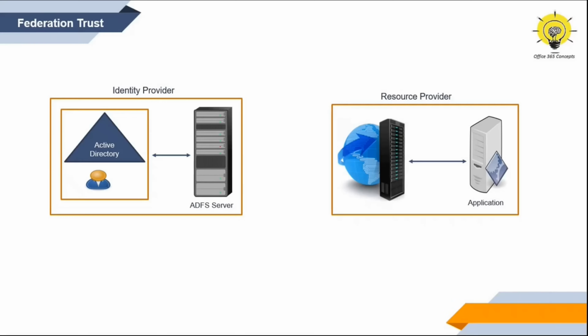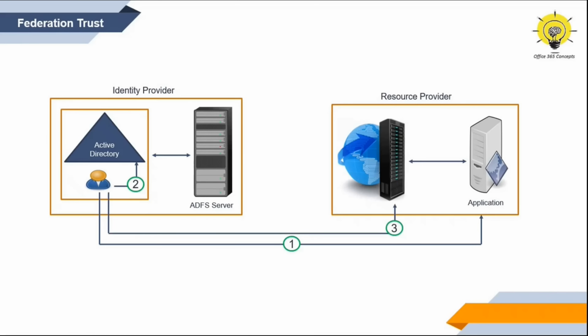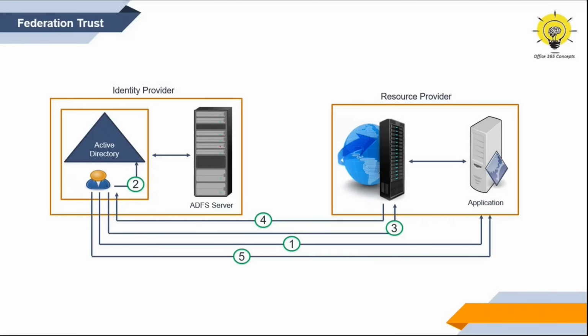In ADFS, when a user tries to access an application that is hosted in another organization, he is asked to prove his identity. User will go to his identity provider. Identity provider will issue a token to the user. User will provide that token to the resource provider. Resource provider will issue another token to the user. Then user will provide that token to the application and user will get access to the application.